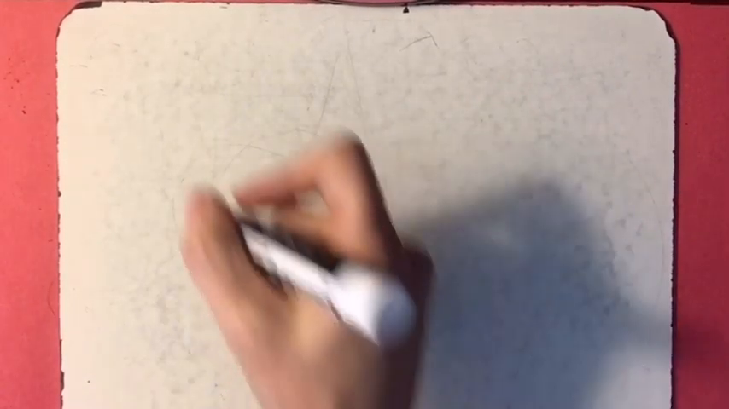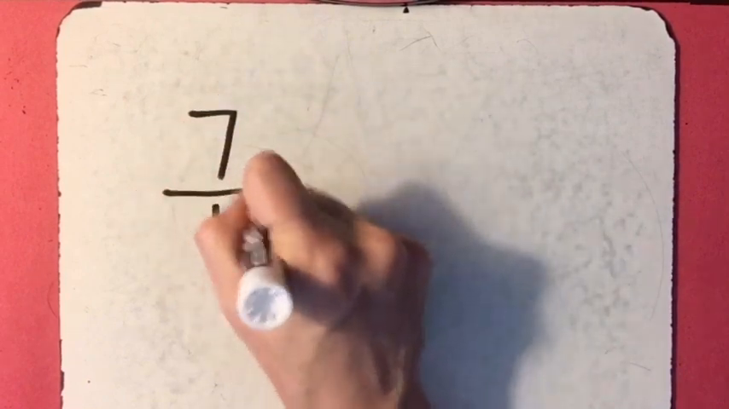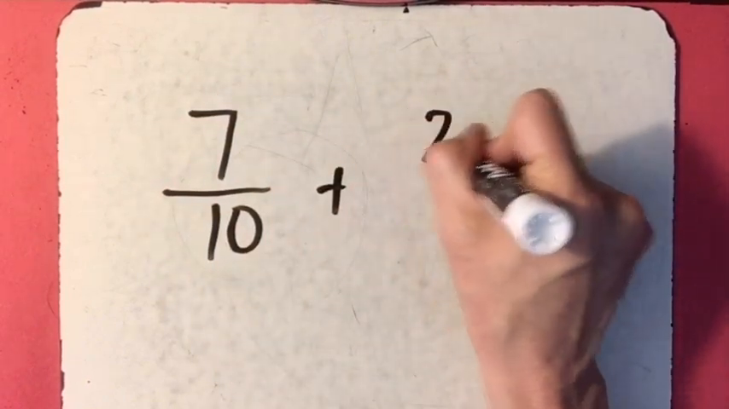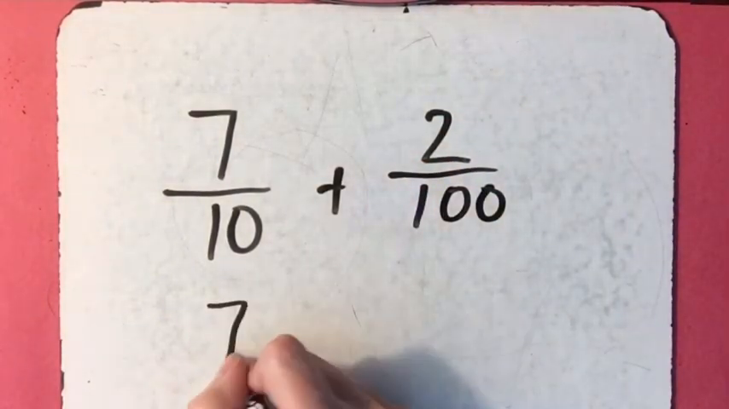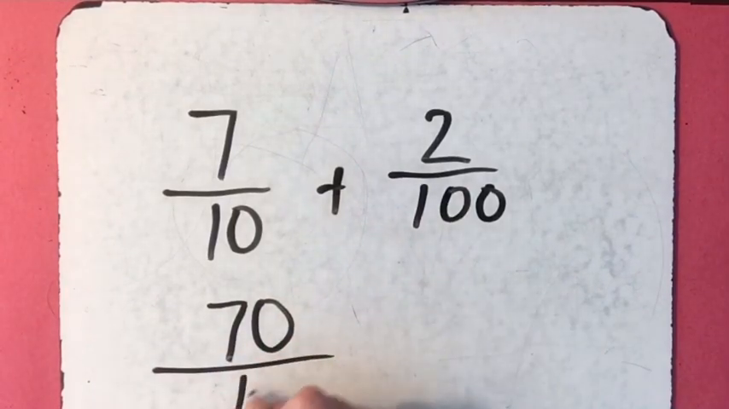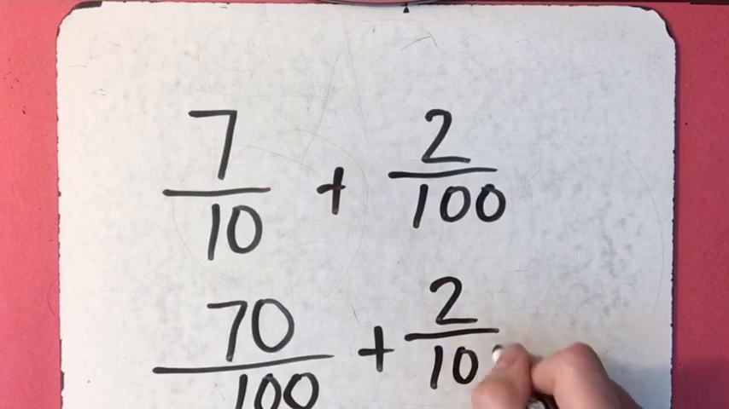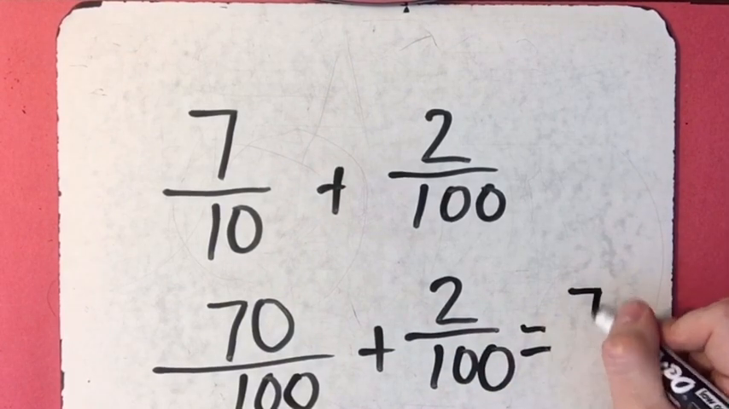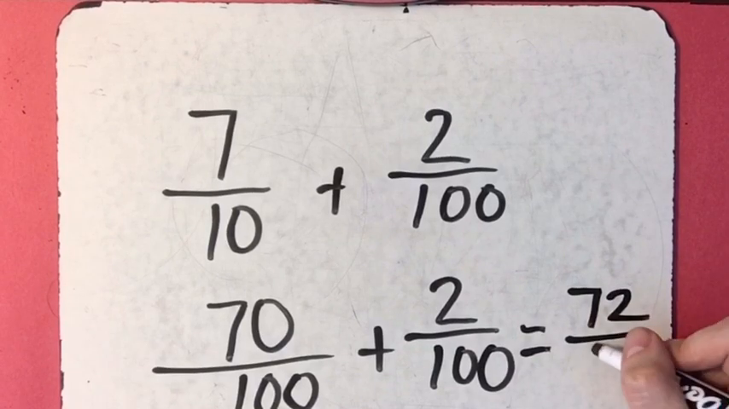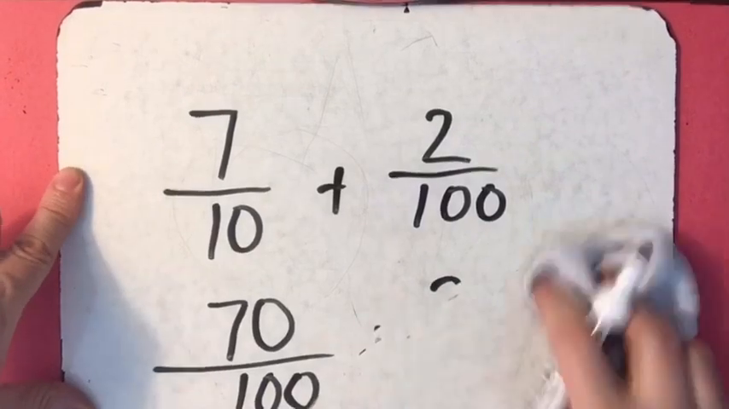So I just want you to remember, if you get a math problem where you have maybe 7/10 plus 2/100, you'll remember that this is 70/100, and then you just need to add the 2/100, right? That's a quick shortcut for you to be aware of as we move into adding and subtracting fractions.